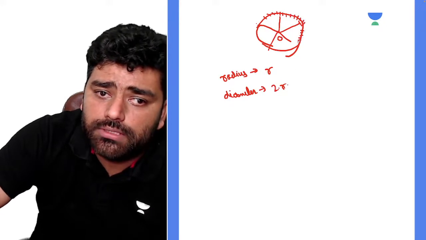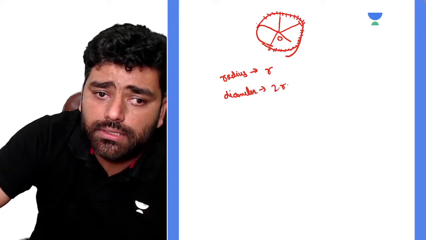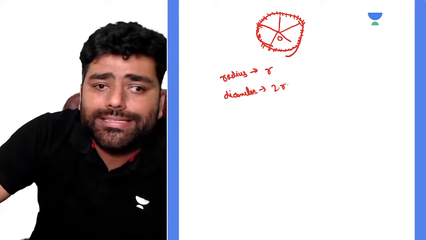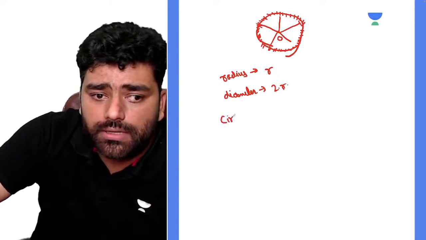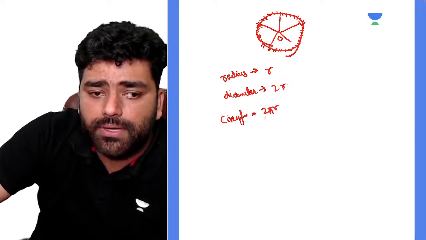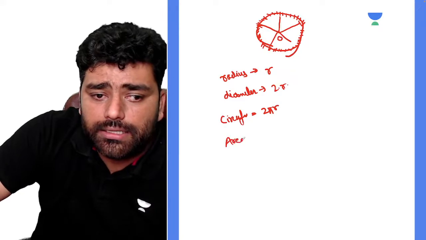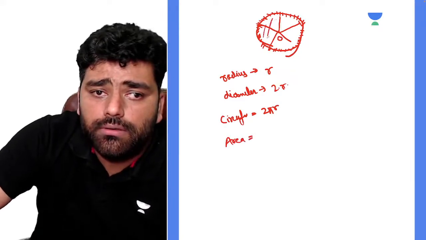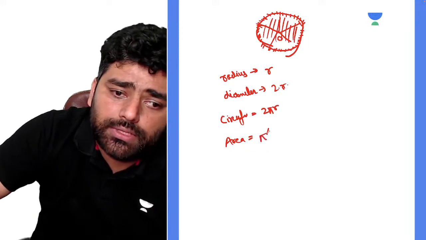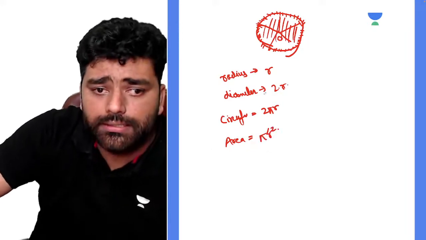We'll do lots of questions after this. I'm just giving a little bit of conceptual introduction. So the circumference is 2 pi r, which we also call the perimeter. And then what is the area? The area is pi r square, right guys?